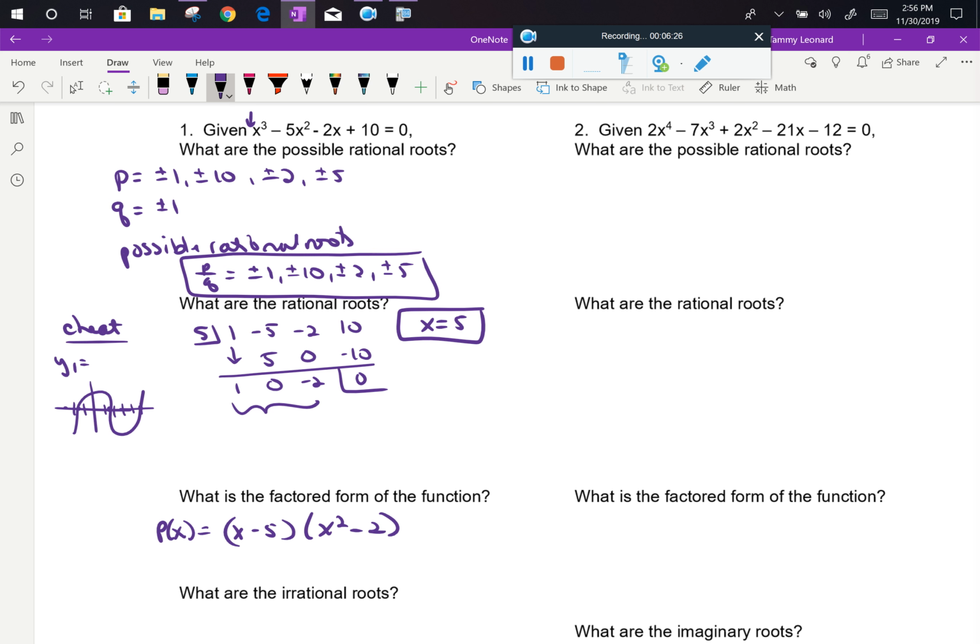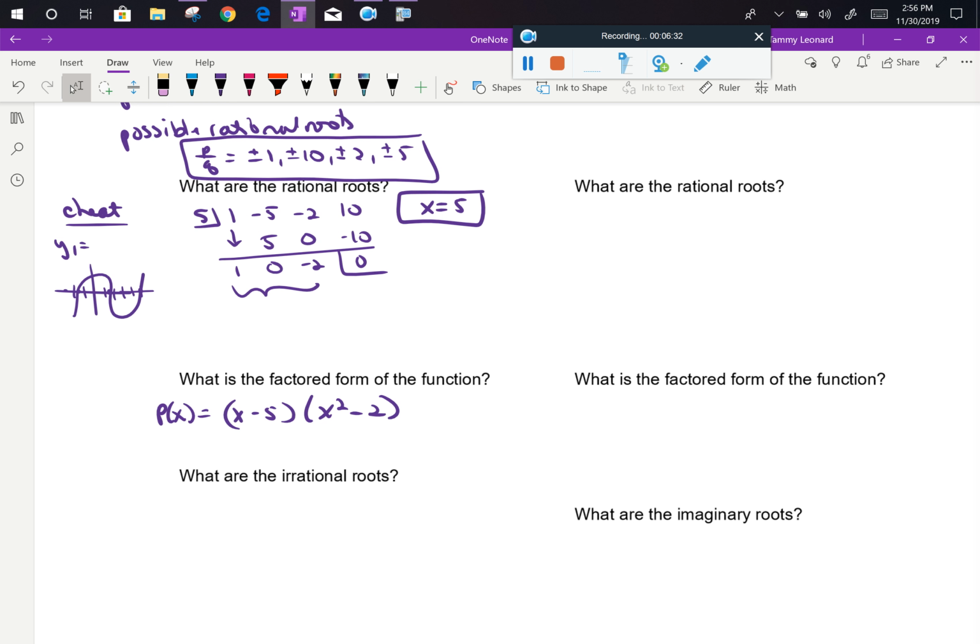Now we're asked to go another step further. What are the irrational roots? Well, the irrational roots are going to come from that part that couldn't be factored. And using the zero product property, I know I can set that other factor equal to 0. If I add 2 to each side and then take the square root of each side, I can see that my irrational roots are plus or minus the square root of 2. And I've solved the problem.